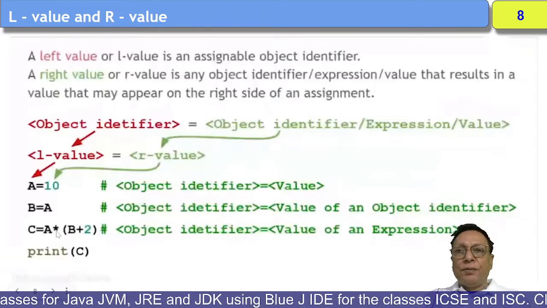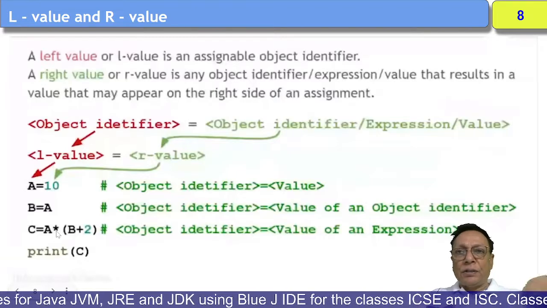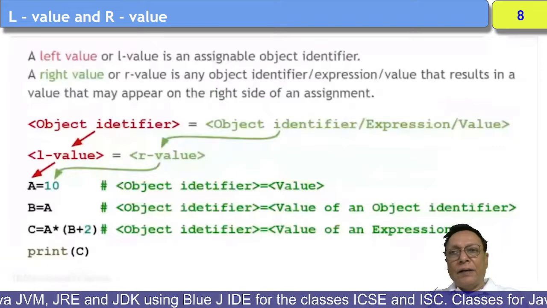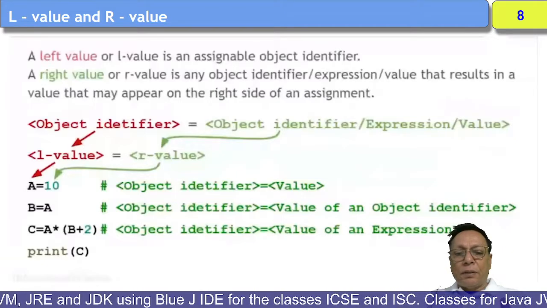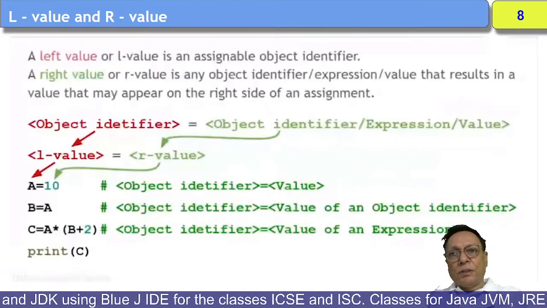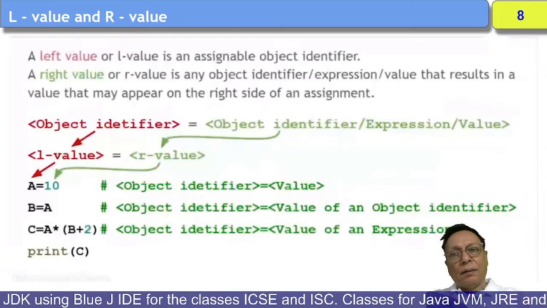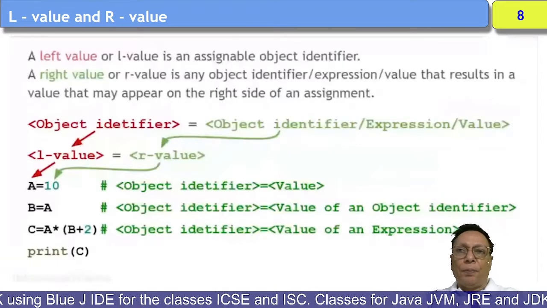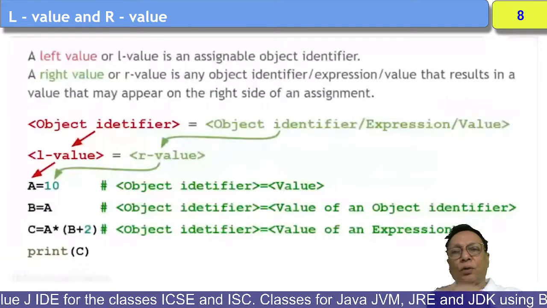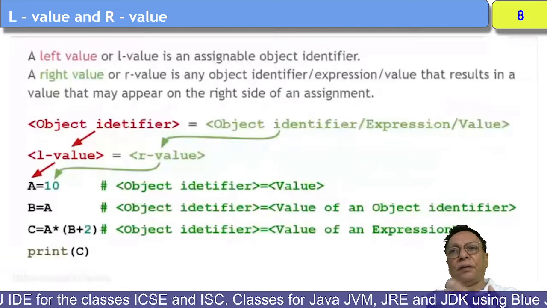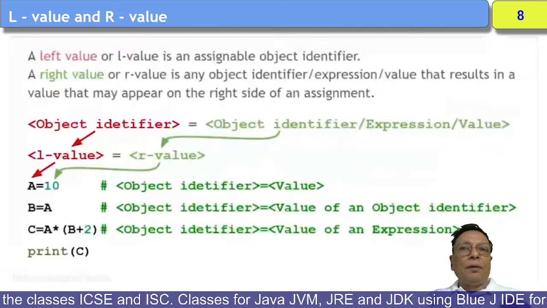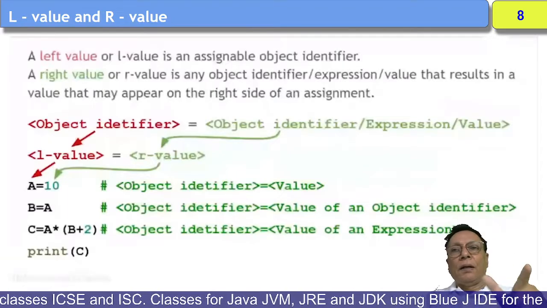In the next statement, C is the identifier, which is the L value, left of the assignment operator, and on the right side of the assignment operator there is an expression, A into B plus 2. So A into B plus 2 is an expression. This is a valid expression, and definitely it is the R value. So on the right side of the assignment, there could be an expression, an identifier, or a value. But on the left-hand side, the L value will always be an identifier.